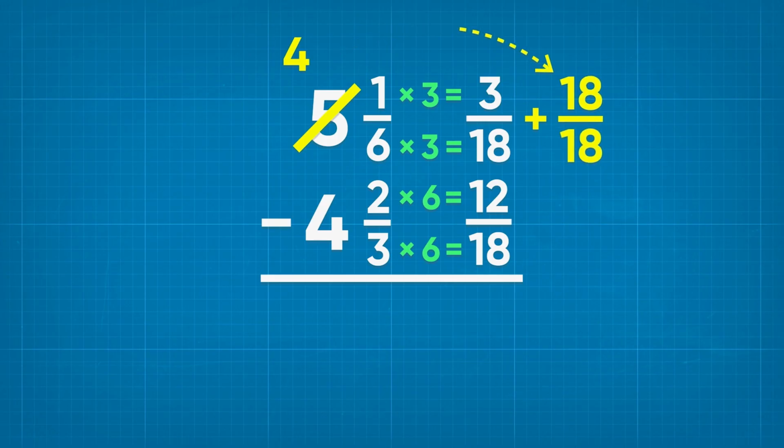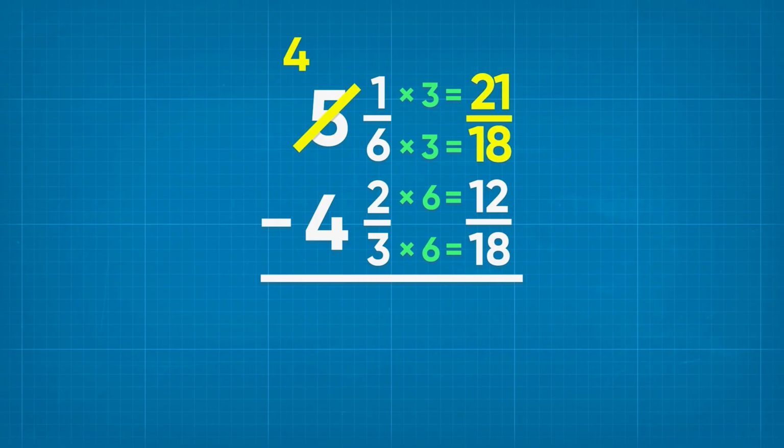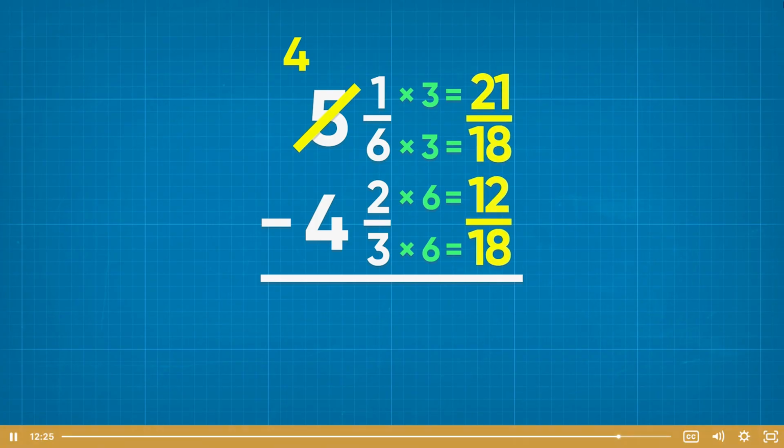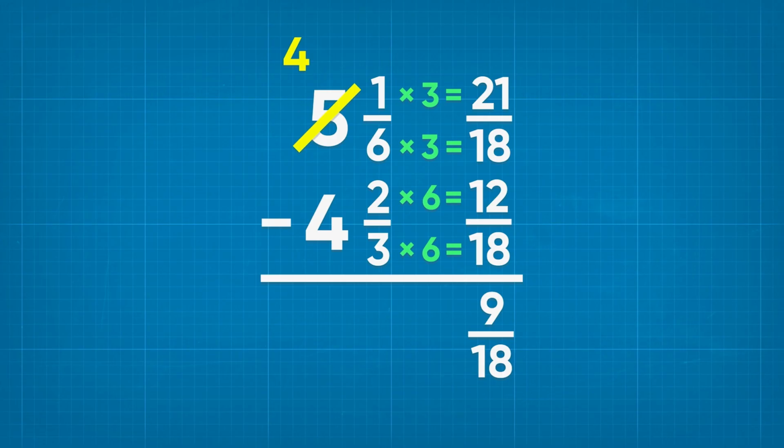1 is the same as 18 eighteenths, meaning now we have 21 eighteenths. Neat. Now we can subtract. 21 eighteenths minus 12 eighteenths is 9 eighteenths. Correct. And now subtract the whole numbers. 4 minus 4 is 0, so the answer is just 9 eighteenths, which we can simplify even further to 1/2.